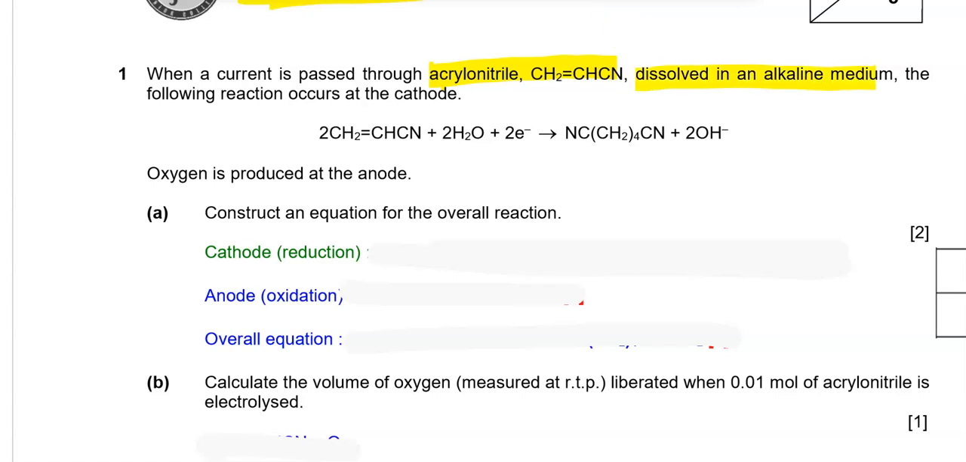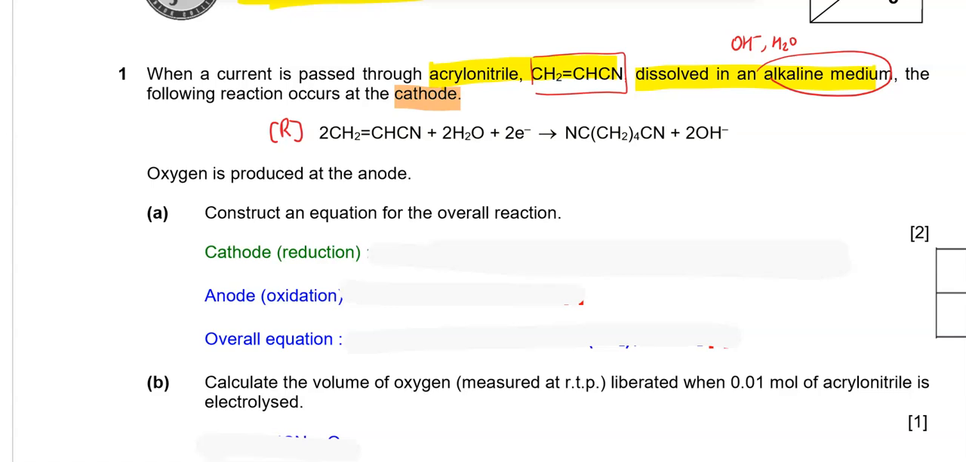Okay, so in this case, what are the species present? You have, of course, acrylonitrile. Because it's an alkaline medium, you also have your OH minus as well as your H2O. In this case, the question was well guided. It says that this is the reaction at the cathode. So recall cathode is your reduction.